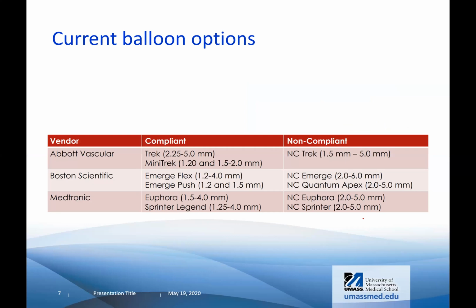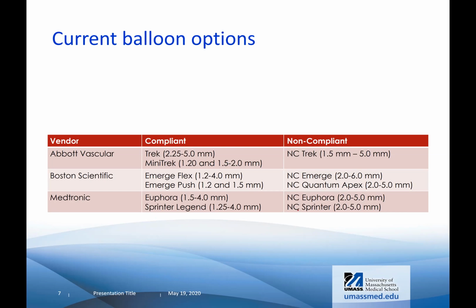Now, the current balloon options that we have available: Abbott Vascular has these brand names, Trek, which goes down to 2.25 and up to 5.0, and then Mini Trek. Then Boston Scientific has Emerge Group, Emerge Flex and Push. Push, you can push it much better. It has a much stiffer shaft. And then Medtronic has Euphora and Sprinter. And Sprinter goes down to 1.25. And there's a fourth one, Sapphire, that now goes down to 1.0.